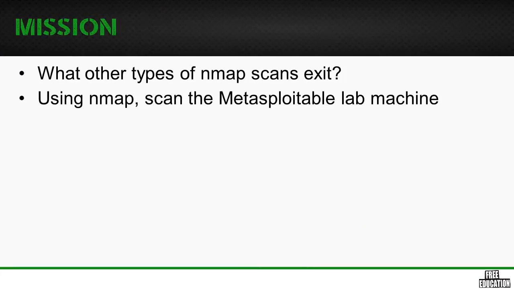Here's your mission for this section. I'd like you to explore the other options for Nmap scans. We mentioned that the default type of scanning is a SYN scan. There are other types of scanning. Try and find out what these are and how do they work. Following that, I'd like you to perform an Nmap scan against the target machine in our lab. See how many ports you identify as open, and try to figure out what are these services running behind these ports. Do a little bit of research and see if you can determine what these services are and what are they used for.